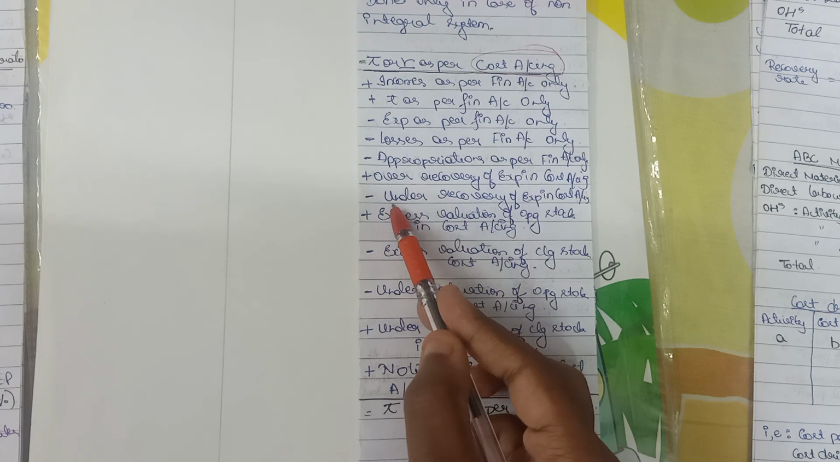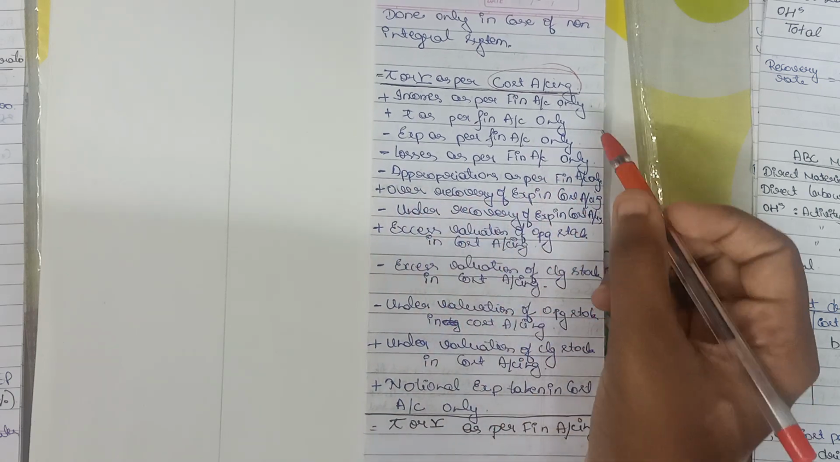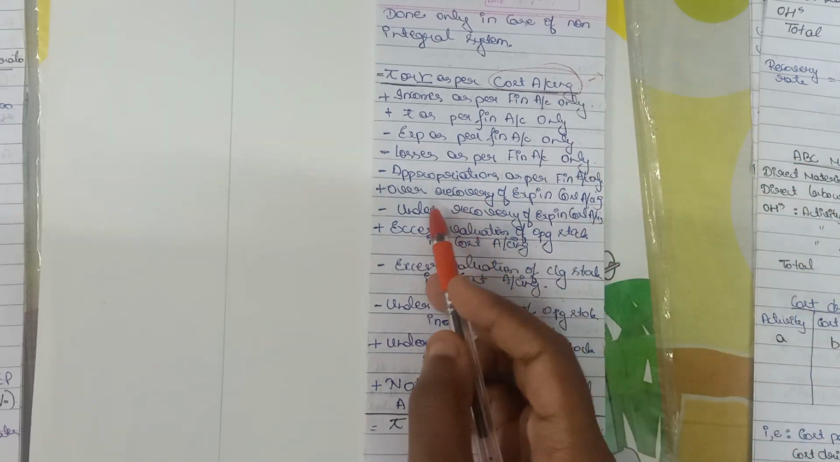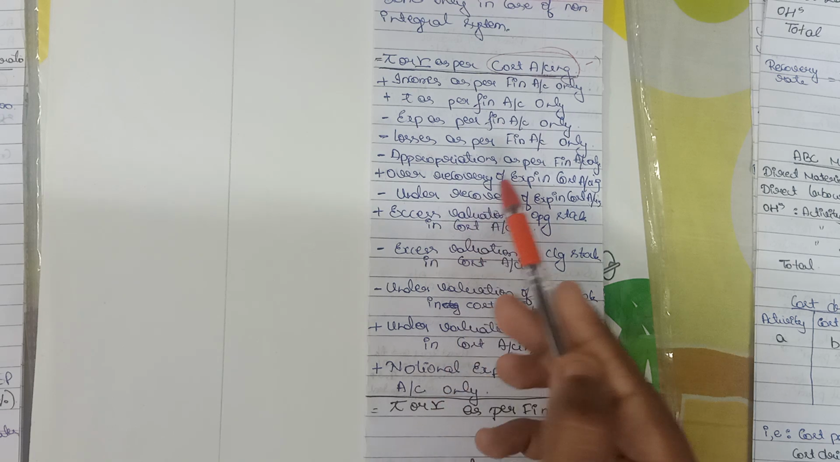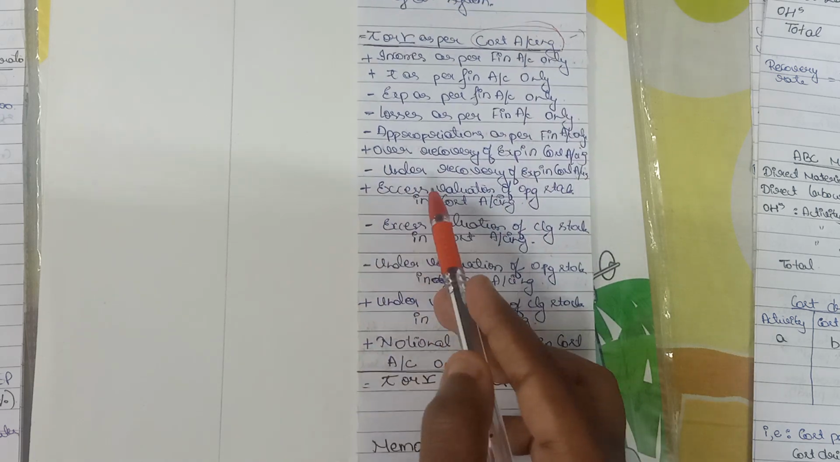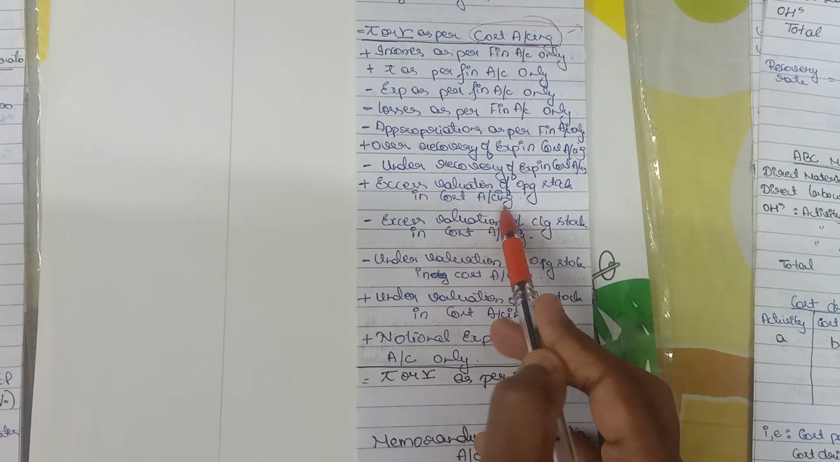If we use our common sense, this will be very easy. See, just like over recovery, that means we have subtracted more, we have to add it back. If it is under recovery, that means we didn't reduce that so much, we have to reduce it. Plus excess valuation of opening stock in cost accounting.